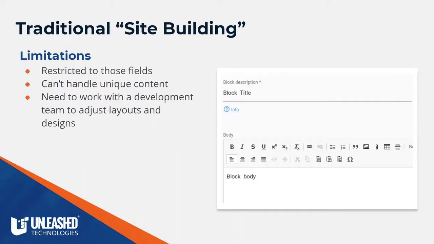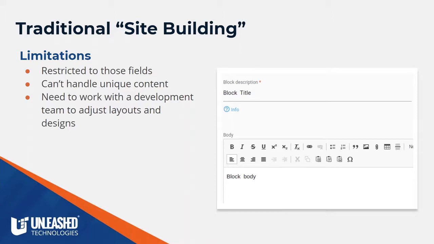Limitations. A lot of the things I just talked about can lead to limitations in traditional site building. You are restricted to those fields. For example, if you have a basic page or a landing page, you may only have a field for a banner, a header, and a body text. But if you're trying to create a gallery for a unique event that you had, you don't have that ability at your fingertips. That would be something that you would have to go and talk to a development team about, asking if you could implement that in your site.